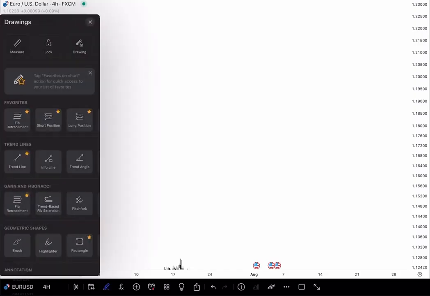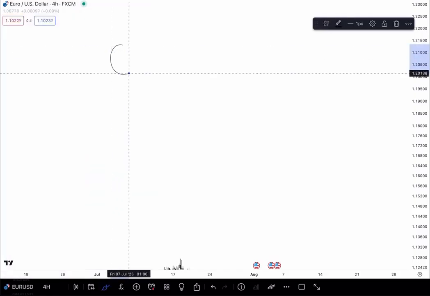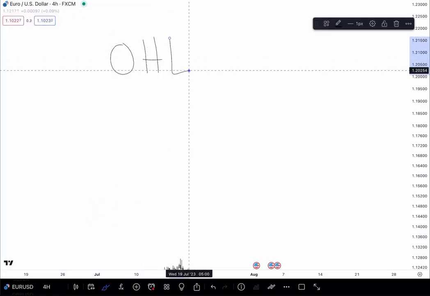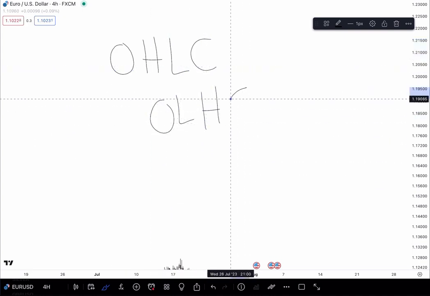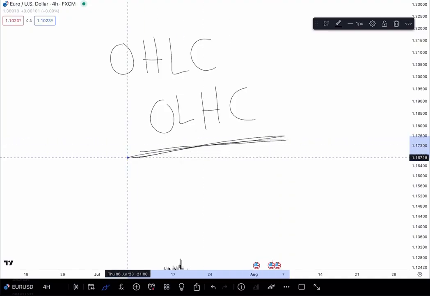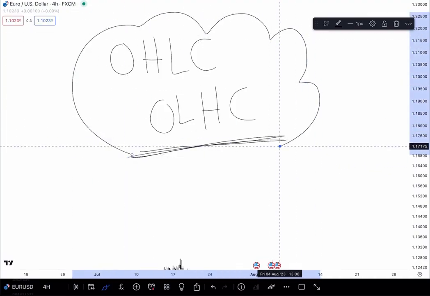Now, what is the open, the high, the low, and the close? OHLC or OLHC, right? This is for a bearish candle. The open, the high, low, and close. And the open, low, high, and close is for a bullish candle, right?